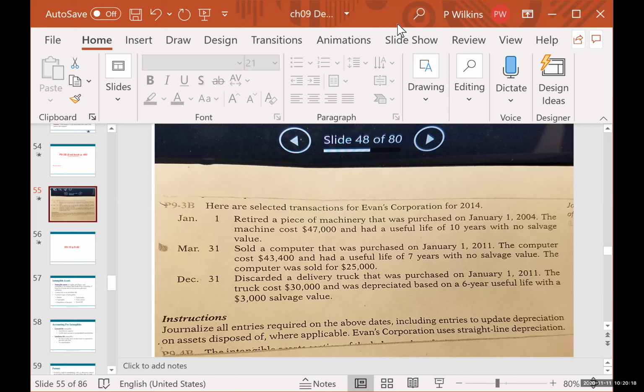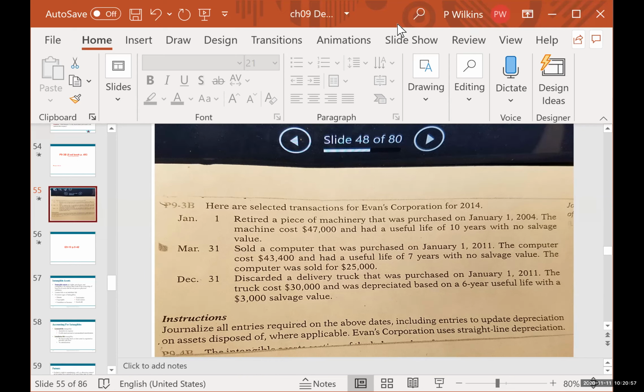Okay. All right. So here are selected transactions for Evans Company for 2014. There's a January 1, a March 31, and December 31. So they want us to journalize all entries required on the above dates, including entries to update depreciation on assets of disposal where applicable. Evans Corporation uses straight line depreciation. And remember, everything that you'll be doing will be straight line depreciation. So January 1, retired a piece of machinery that was purchased on January 1, 2004. The machine cost $47,000 and had a useful life of 10 years with no salvage value.